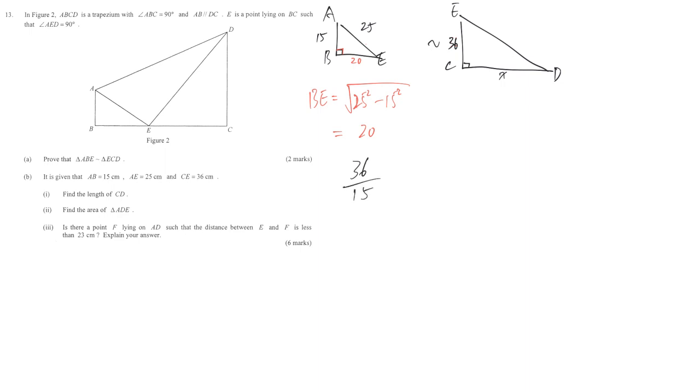36 divided by 15 should equal x divided by 20. Their multiplier should be the same. So x is equal to 36 times 20 divided by 15. So x is equal to 48. Or you may understand that 15 multiplied by 2.4 will give you 36. So 20 times 2.4 will give you 48 here. You may understand it in this way.